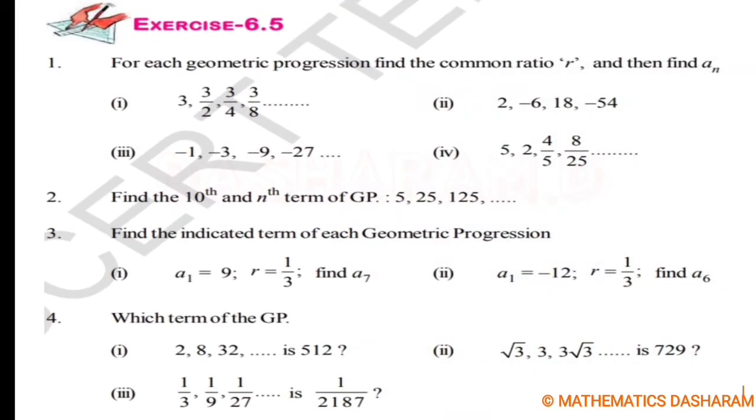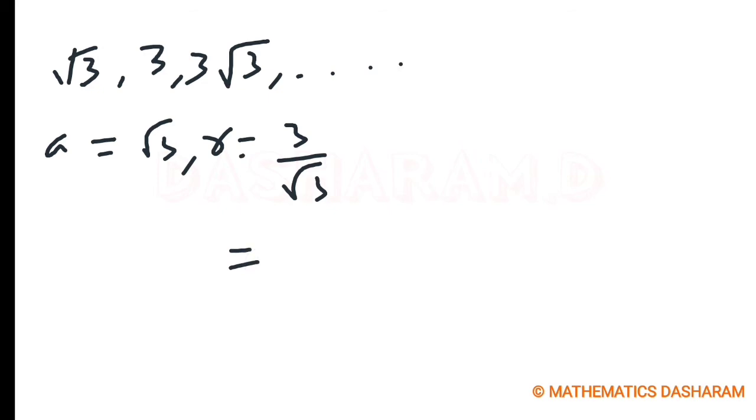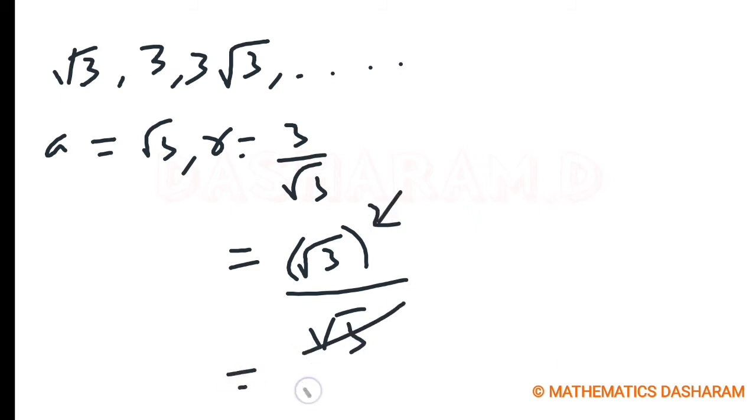Next, second problem: root 3, 3, 3 root 3. In this GP, which term will be 729? So let's find the a value and r value. So r equals 3 by root 3. Here I am going to simplify 3. I can write it as root 3 whole square divided by root 3. Root 3 cancels, so the r value is root 3.